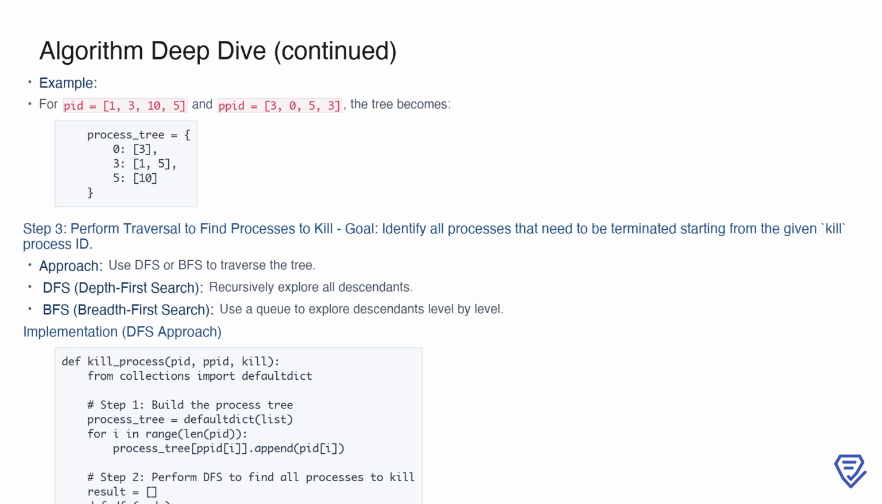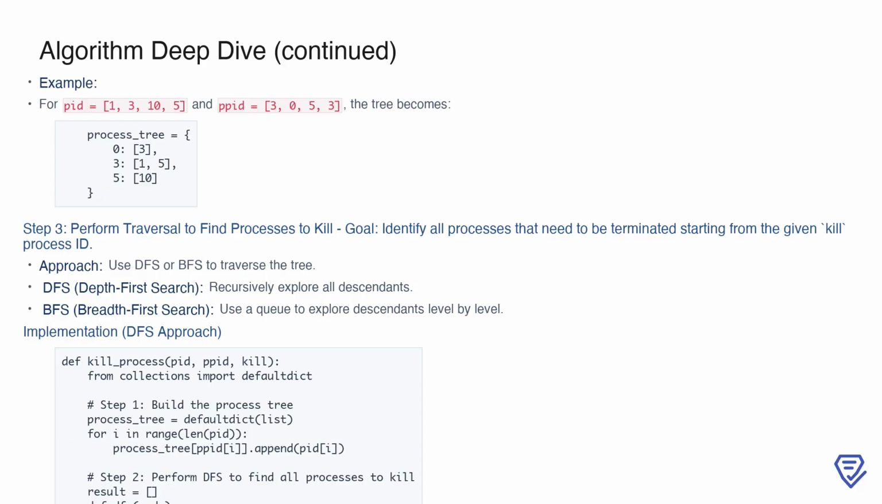For example, given PID equals [1, 3, 10, 5], and PPID equals [3, 0, 5, 3], the adjacency list representation of the tree would be process_tree equals {0: [3], 3: [1, 5], 5: [10]}. Here, process 0 is the root, with 3 as its child, and process 3 has children 1 and 5.